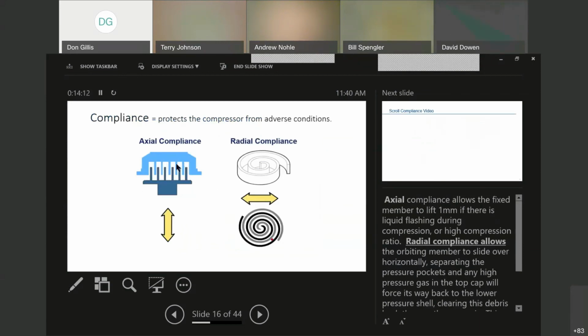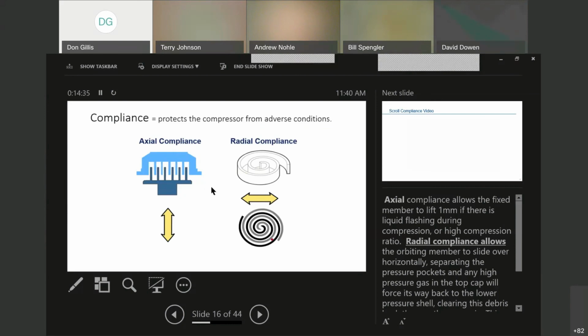And then this is exaggerated slightly. This actually is only 1 millimeter. The fixed scroll rises up, okay? But it protects the compressor from adverse conditions, okay? The axial compliance simply allows the fixed member to lift 1 millimeter if there is any kind of liquid flashing, for example, or a high compression ratio.